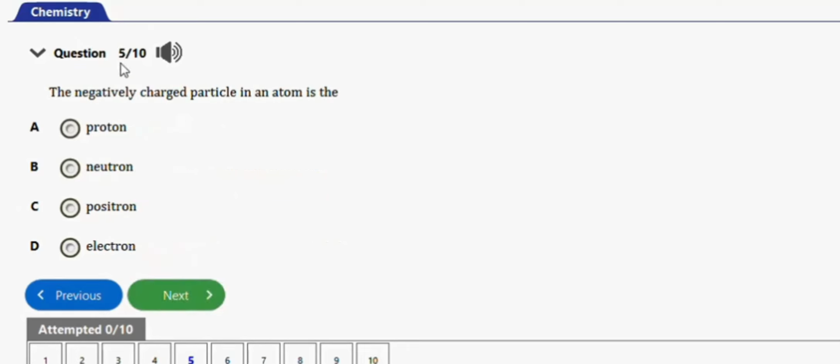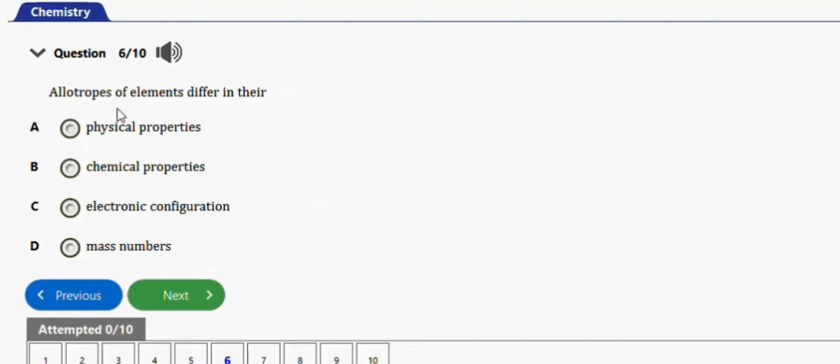Next question will be this one. It says the negatively charged particle in an atom is the, so this is very simple, electron, option D. Next question will be this one. It says allotropes of elements differ in their, so the right option is physical properties. Very important. That's it for this question.